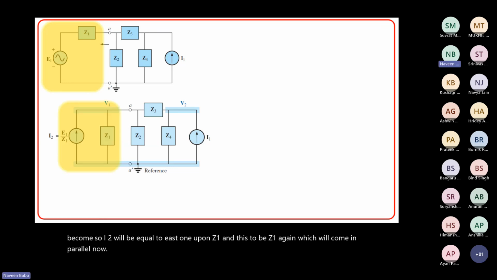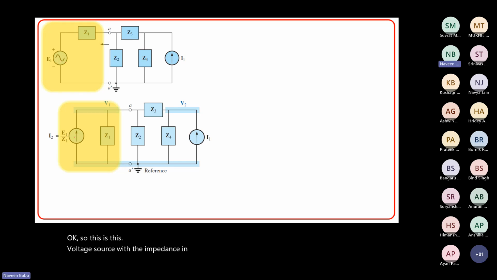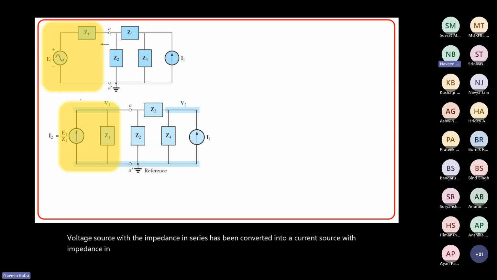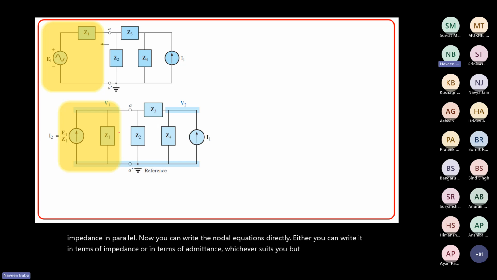Okay, so the voltage source with impedance in series has been converted into a current source with impedance in parallel. Now you can write the nodal equations directly. Either you can write it in terms of impedance or in terms of admittance, whichever suits you. But I always advise you don't use the admittance method.